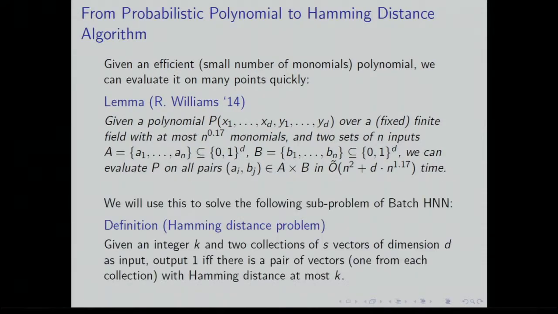So what we're going to do is use this and our majority polynomial to solve this subproblem of the batch Hamming nearest neighbor problem. This subproblem, I'll just call it the Hamming distance problem, is: you're given two collections of s vectors and an integer k. And we want to determine whether there's a choice of one vector from each collection with Hamming distance at most k. This is a subproblem we're going to use for our bigger problem. So how do we do this?